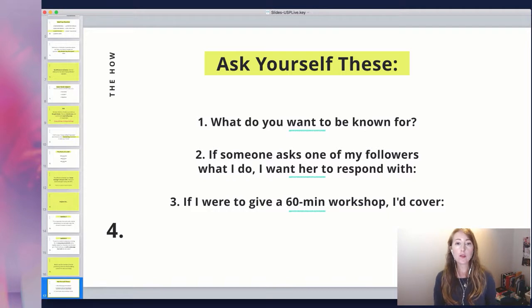So first, what do you want to be known for? For example, I want to be known as the go-to expert for improving your website's effectiveness so that you can get more clients with less hustle and enjoy more freedom. And then question number 2, if someone were to ask one of your fans or followers what you do, what would that person respond with? What would you want them to respond with? So, for example, someone might say of me, oh, she's a web design strategist that works with creative entrepreneurs to craft their website as a tool for business growth so that they don't have to hustle for clients and they enjoy more freedom.